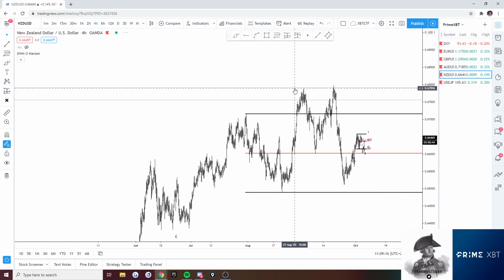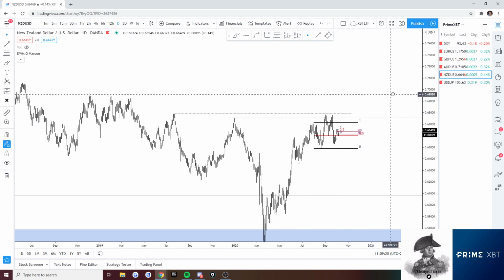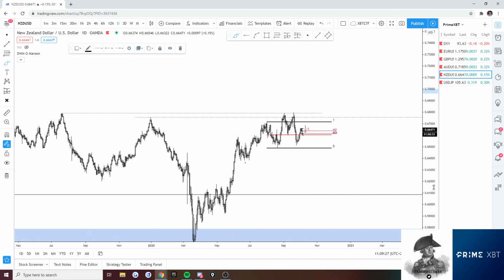Targets these highs up here, okay. If you zoom out into the daily, we have some clean highs up here and clean highs up here, so then we're definitely going to be trading towards here, okay.